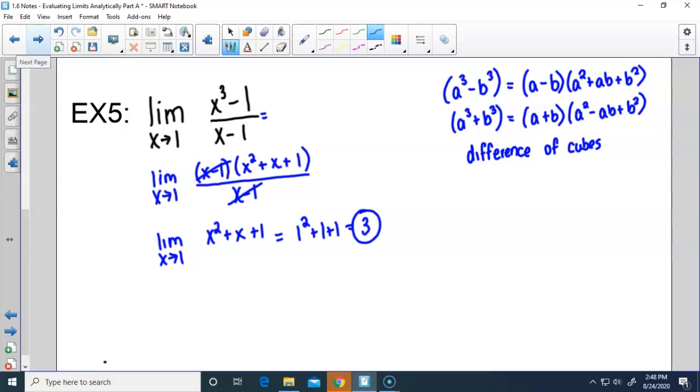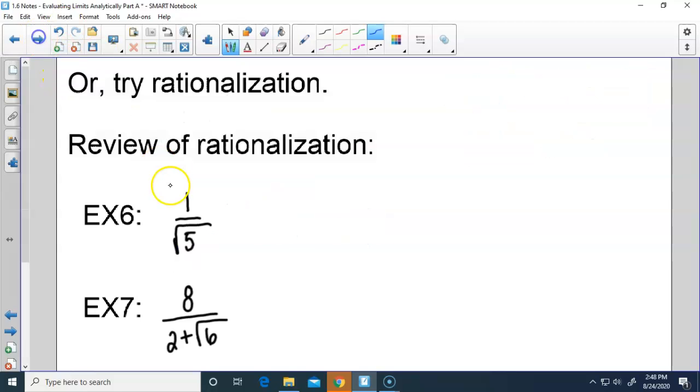Before we do our next type of limits, I want us to look at just a review from pre-calculus, and that's rationalization. In pre-calculus, for whatever reason, they have decided that you should always rationalize your answer, meaning that you can't have a square root in the denominator of a fraction. And the good news is in AP Calculus, they do not care if you rationalize your answer.